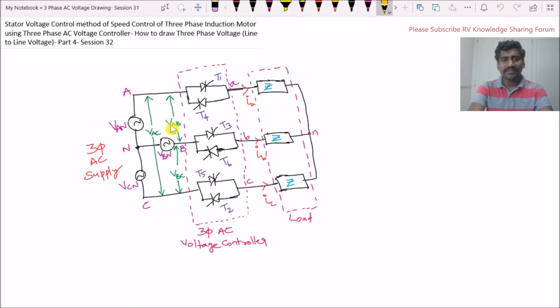A line voltage is defined as the voltage which is measured between two lines or phase to phase. So here this VAB is the voltage between the phase A and the phase B. Here VBC is the voltage which is measured between B and the phase C. Here the line voltage VAC is measured between the line A and the line C or the phase A and phase C. So in this session we are going to discuss how to draw this three-phase AC line voltage.